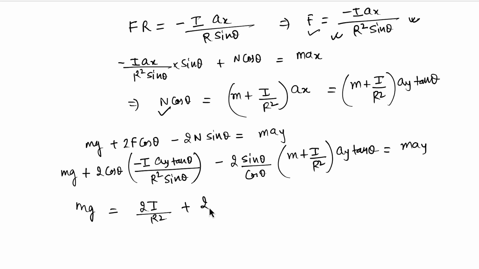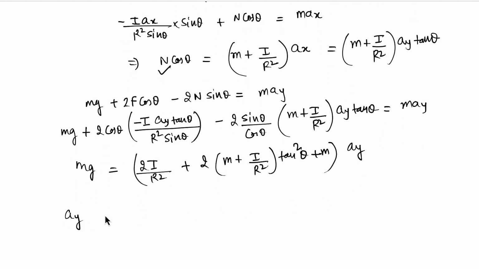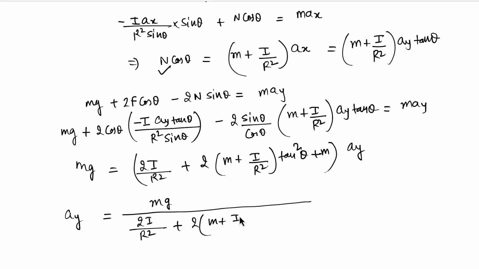So here this one is tan theta by tan theta, so mg is equal to just 2I by r square plus 2 m plus I by r square tan square theta plus m, times ay. So this is the expression for ay in the second case, mg divided by 2I by r square plus 2 m plus I by r square tan square theta plus m.